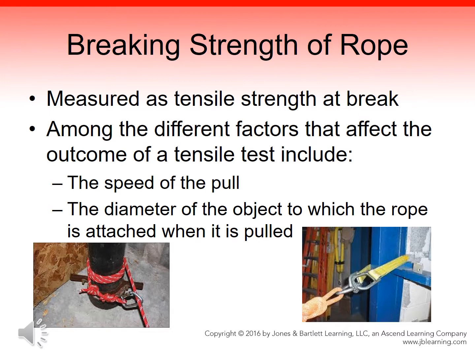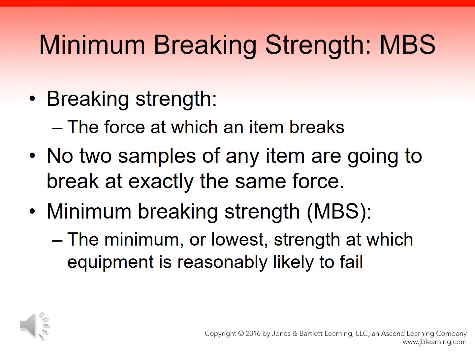Among the different factors that affect the outcome of a tensile test include the speed of the pull. The faster we pull, the lower the breaking strength, and the diameter of the object to which the rope is attached when it's pulled. A smaller diameter or sharp angle will also decrease the breaking strength. Minimum breaking strength. Breaking strength is the force at which an item breaks. No 2 samples of any item are going to break at exactly the same force. The minimum breaking strength is the minimum or lowest strength at which equipment is reasonably likely to fail.